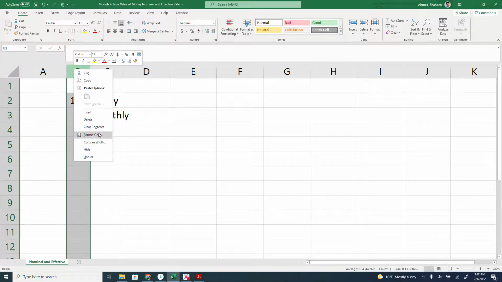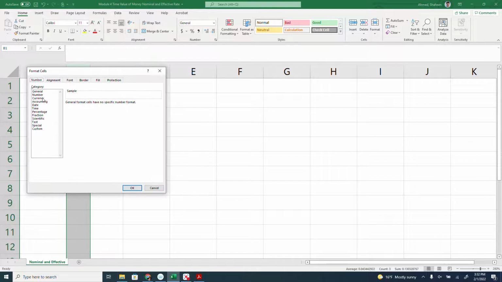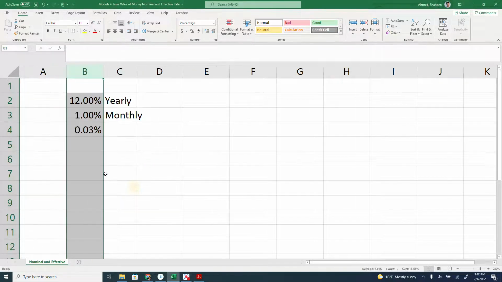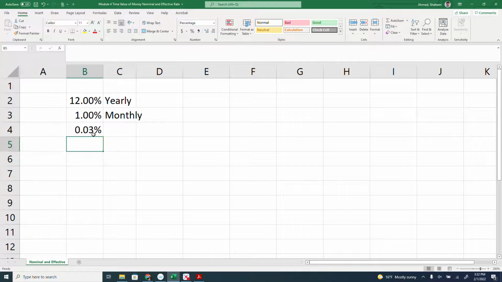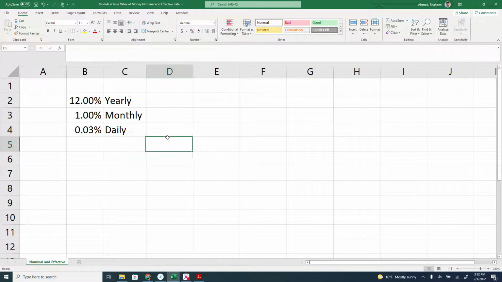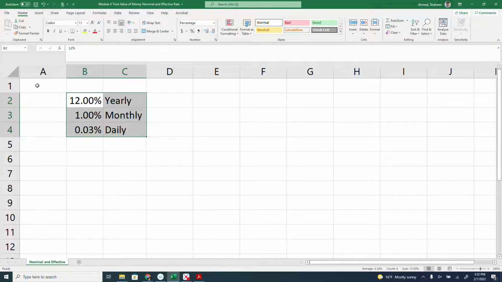Let me format this so I can see a little bit more percentage. All right, here we go. So if you want to see what's the daily rate, these are all nominal. Soon I will show you a calculation that you will pay differently based on how they compound.